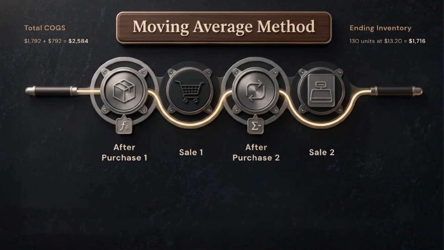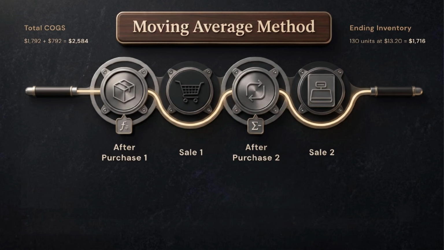The moving average method is different because it is a perpetual method. The average updates after each purchase. After purchase 1, the company has 250 units costing $2,800. So the average is $11.20. If sale 1 is 160 units, cost of goods sold is $1,792. The remaining inventory is 90 units costing $1,008.